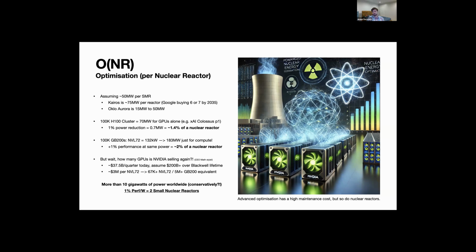NVIDIA is not just selling GPUs for one cluster, they're selling GPUs for many, many large clusters. If you do some Jensen-style CEO math, you end up with about 5 million GB200 equivalent over its lifetime at a very conservative minimum, assuming they meet their forecast, and you end up with 10 gigawatts of power. That means that 1% of performance per watt, where you have 1% higher performance at the same power as before, or same performance with 1% less power, is equivalent to 2 small nuclear reactors.